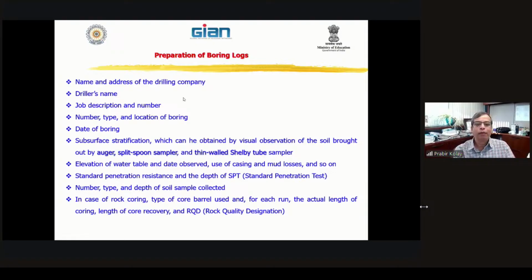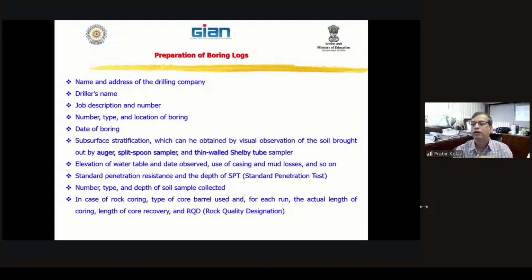The bore log should have the name and address of the drilling company with the driller's name, job description number, number and type and location of boring, date of boring, and what type of sample was taken. So whether it is auger boring, split spoon sampler, or thin walled Shelby tube sample. Most of the time you need to write that. And also the location of the water table needs to be mentioned. And if it is a rock sample, obviously what type of core barrel has been used, and also the actual depth of coring, and the length of core recovery.